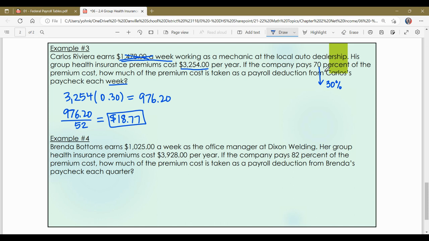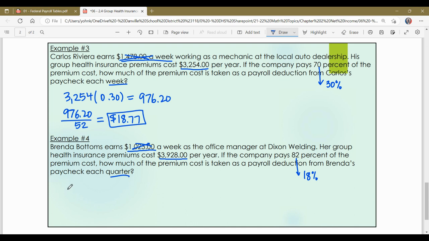Okay, example number 4. Brenda Bottoms earns $1,025 a week as the office manager at Dixon Welding. Her group health insurance premiums cost $3,928 per year. If the company pays 82% of the premium cost, how much of the premium cost is taken as a payroll deduction from Brenda's paycheck each quarter? Okay, again, it doesn't matter how much she earns, so I don't even need that number. If the company is paying 82%, then Brenda is paying 18%, because 100 minus 82 is 18.